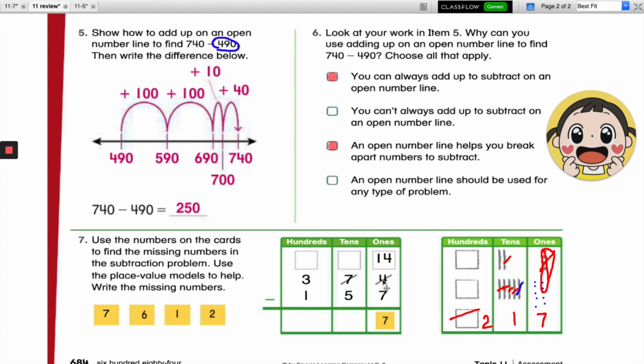Now, because the 4 borrowed from the 7, 7 turns into a 6. 6 minus 5 equals 1. 3 minus 1 equals 2. And we can always double check our answers this way.